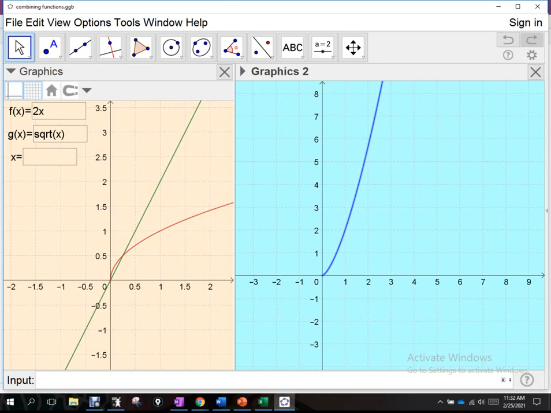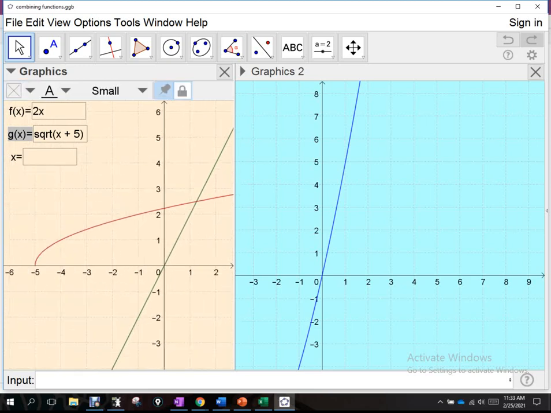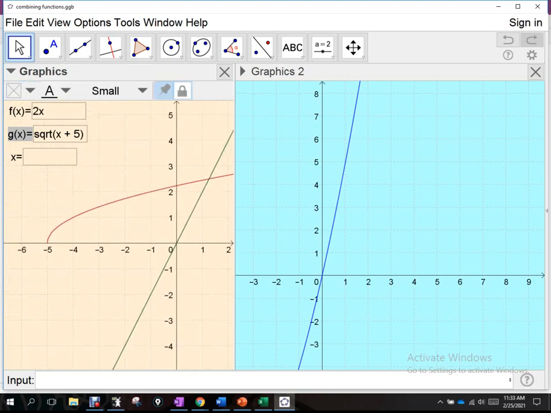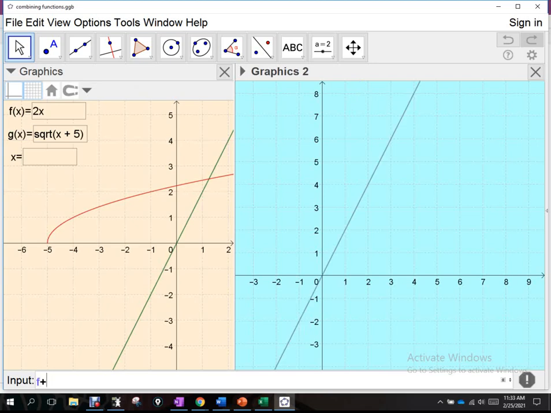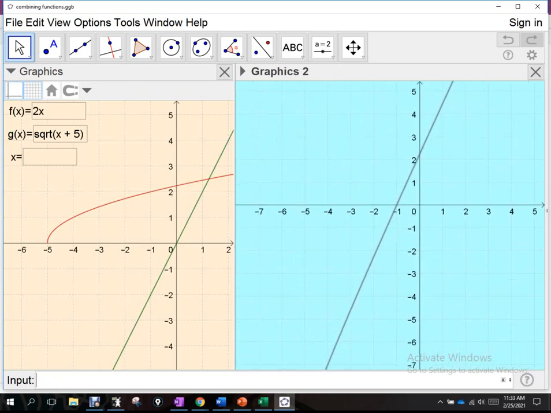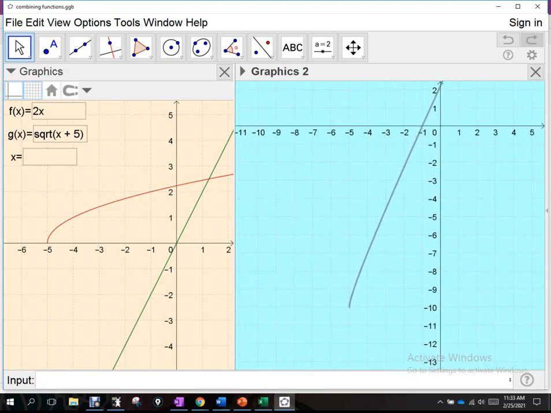Okay. Let's say that instead of square root of x, let's go square root of x plus 5. So now it moves this graph over to negative 5, right? So I don't see any x values on the red curve to the left of negative 5. So when I go f plus g, you see that thing stops at negative 5. You don't have any x values to the left of it. Does that make sense? Okay.